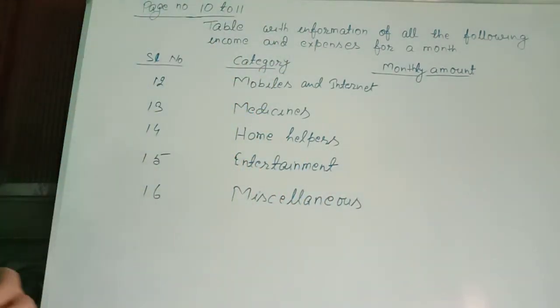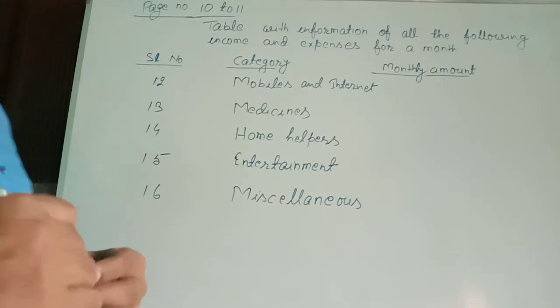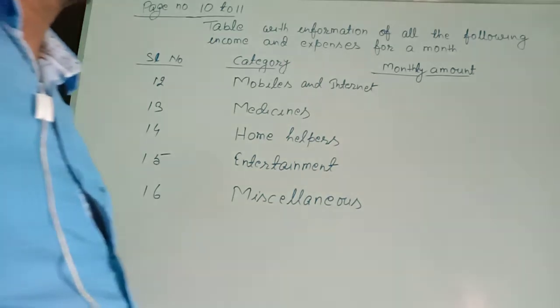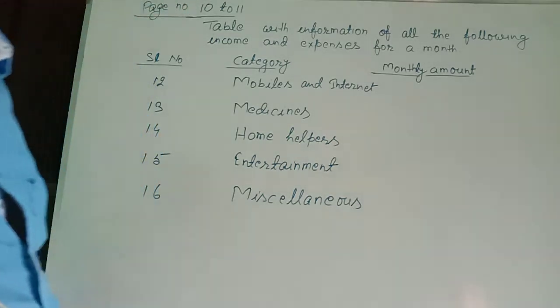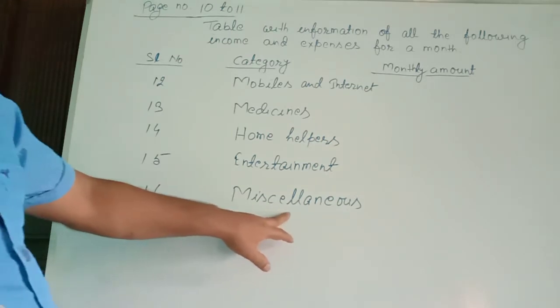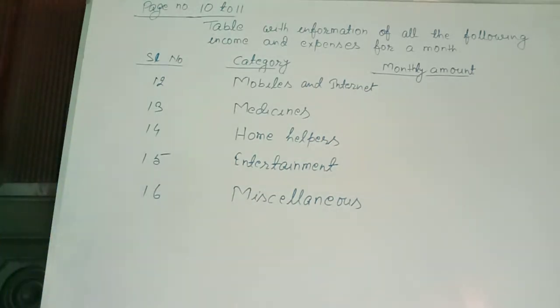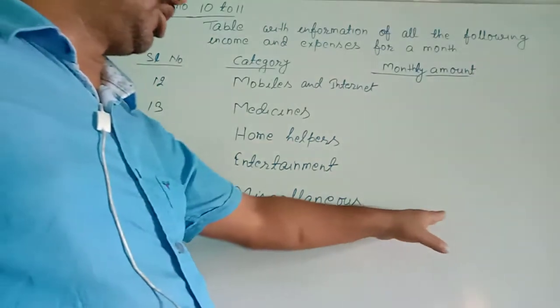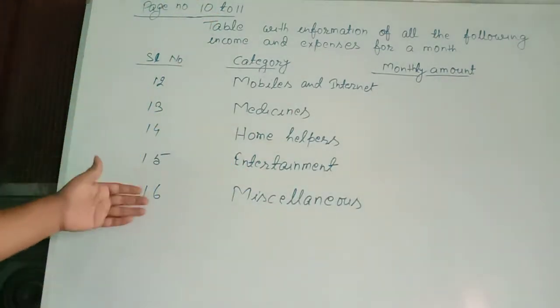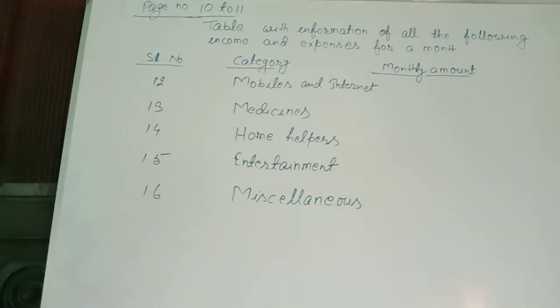This is the miscellaneous expenditure, such as expenditure on medicine, doctor, and traveling. This type of expenditure will be counted as miscellaneous expenditure, and you write the amount in rupees in this column. So we have 16 items, 16 categories.